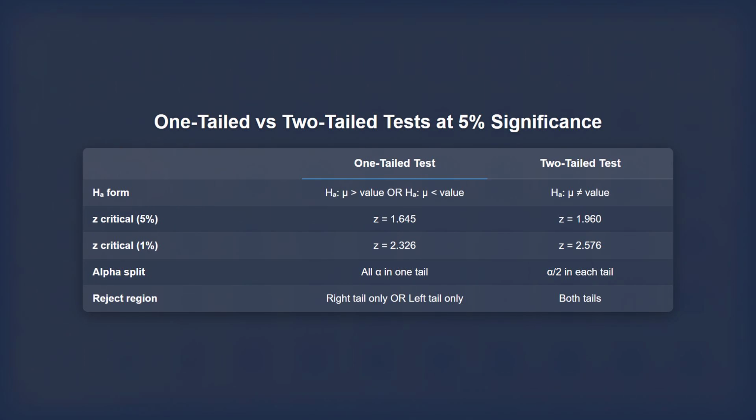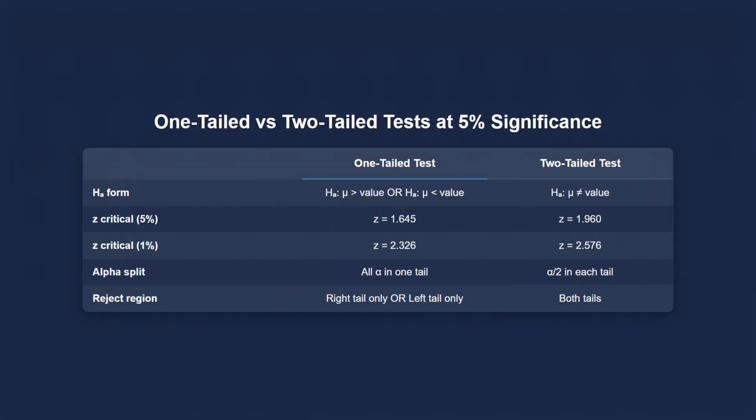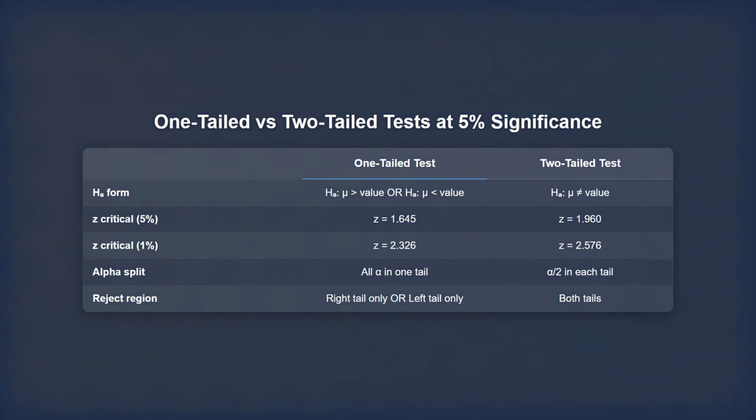Read the hypothesis statement carefully. If HA uses not equal to, it is two-tailed. If HA uses greater than or less than, it is one-tailed.